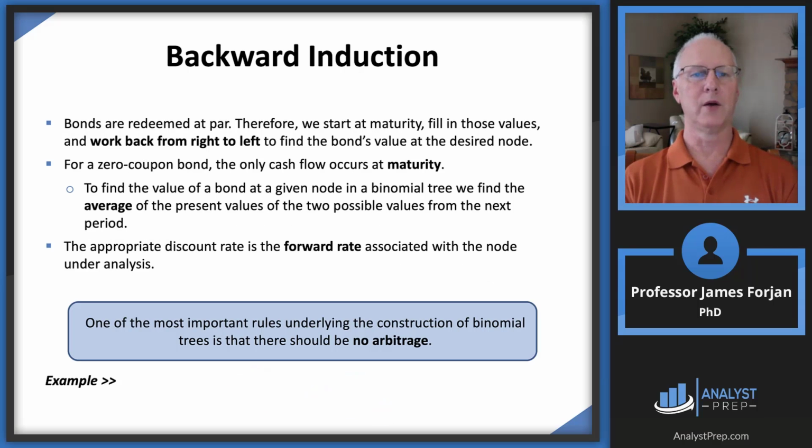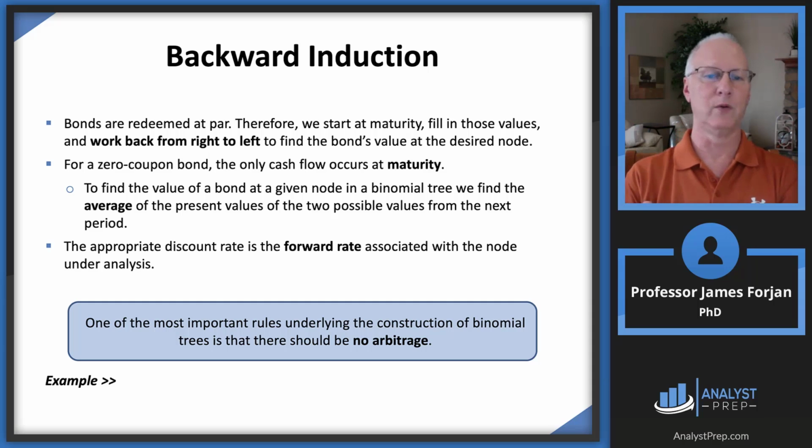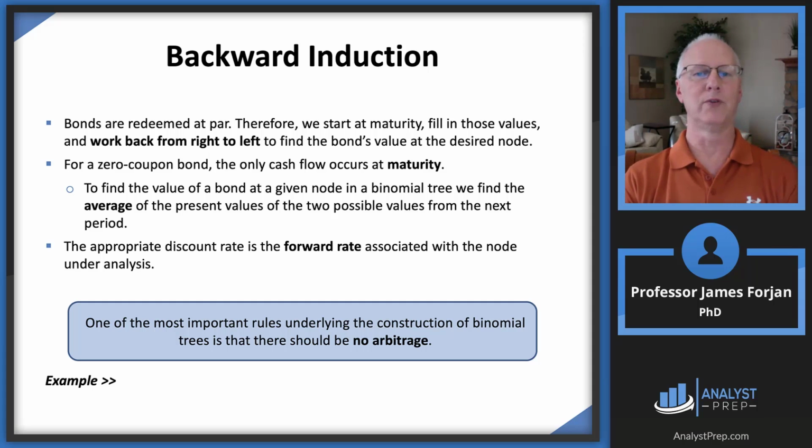All right, so quickly here, bonds are redeemed at par. We know that. Therefore, if we start at maturity, we fill in those values and we work backwards from right side to left side to find the bond's value at the desired node. So this is backward induction. We start with 1,000 and then we work our way back. We keep discounting them back to the present value, and we do that at different interest rates. And each of those interest rates is going to be a forward rate.